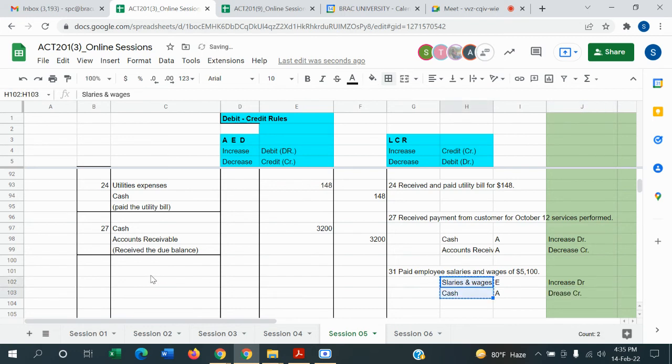So our journal is this one. Salaries and wages. We can write down expense as well if you want, otherwise it's considered as an expense. It is debited by 5100. Cash is credited 5100.